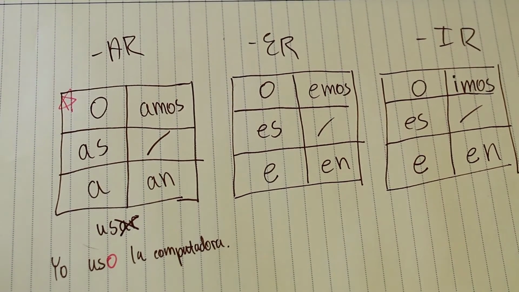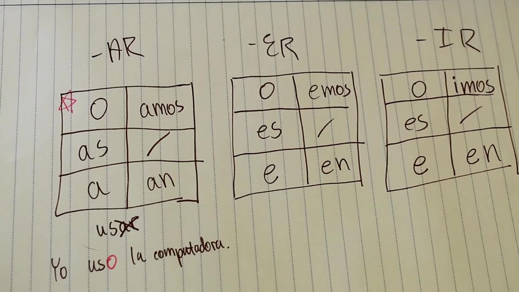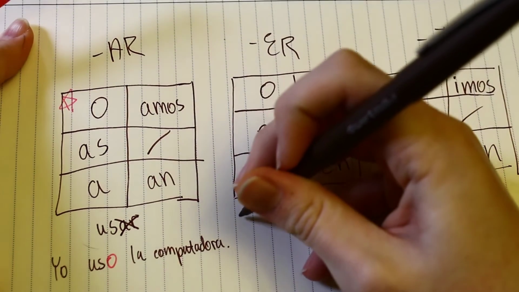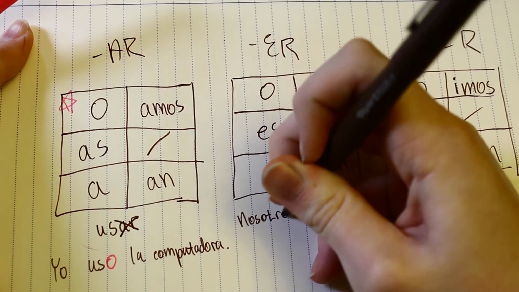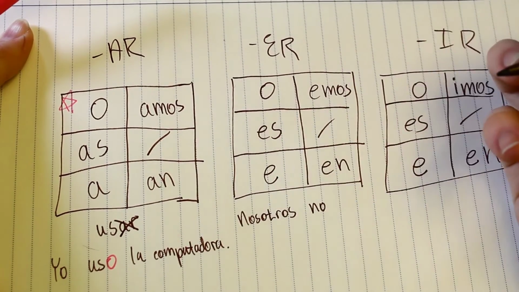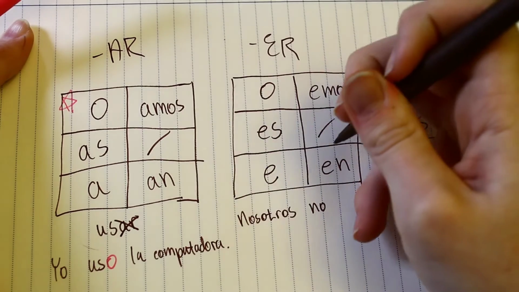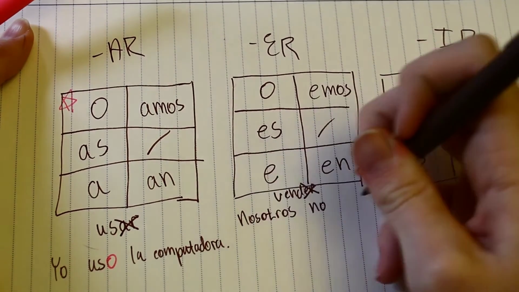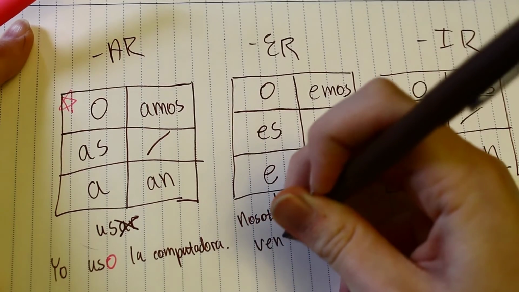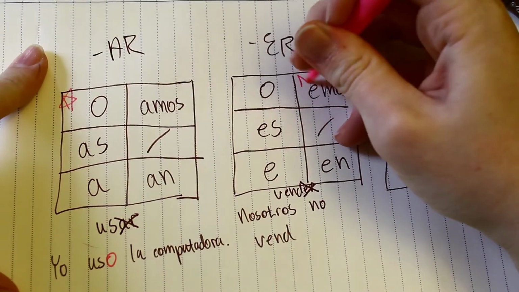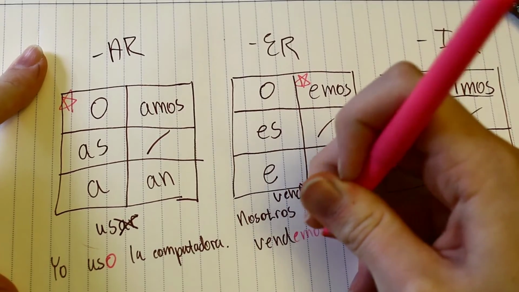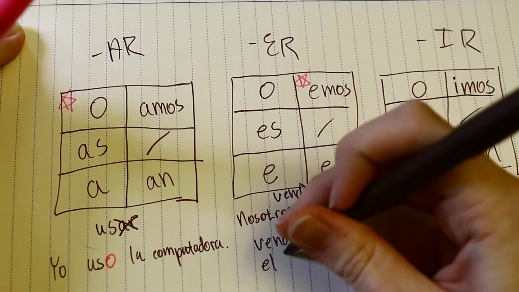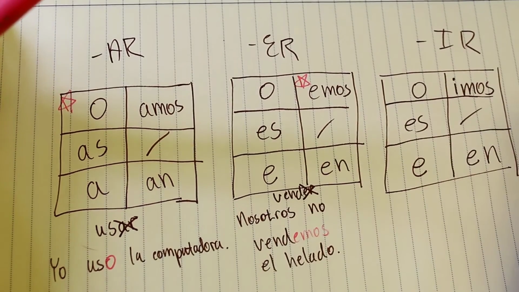Now let's use an ER verb. Let's use vender. We're going to say we don't sell ice cream. So we, nosotros, don't, so we say no. The verb for to sell is vender, but we need to take that ER off. So nosotros no vend. We need to put the correct ending on. In this case, it's going to be emos, vendemos. And then the word for ice cream, which is el helado. All right, awesome. We just used an ER verb.